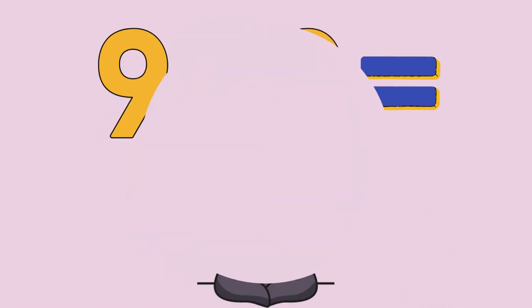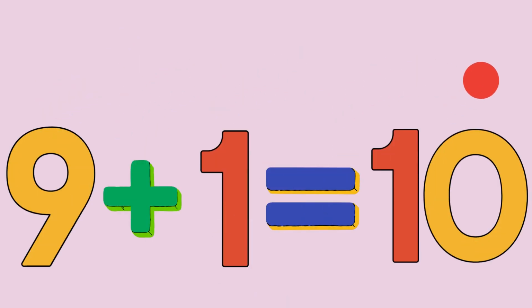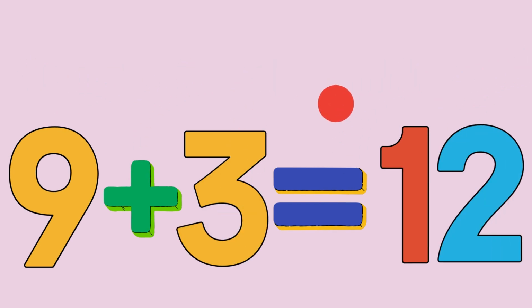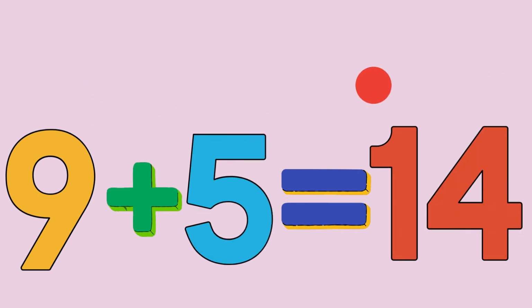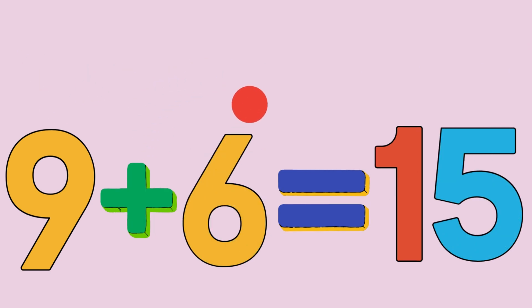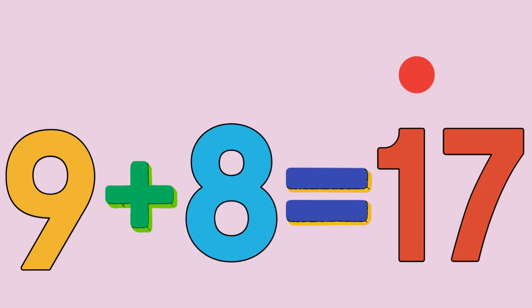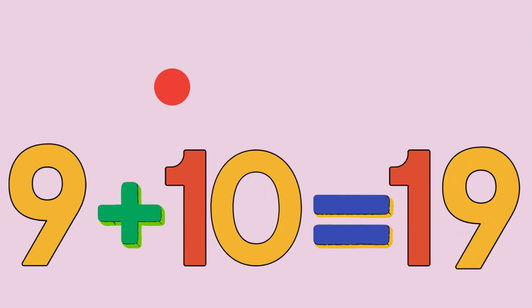That's great. Let's do table 9. 9 plus 1 is 10. 9 plus 2 is 11. 9 plus 3 is 12. 9 plus 4 is 13. 9 plus 5 is 14. 9 plus 6 is 15. 9 plus 7 is 16. 9 plus 8 is 17. 9 plus 9 is 18. 9 plus 10 is 19.